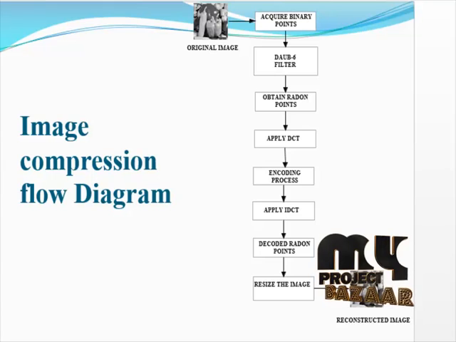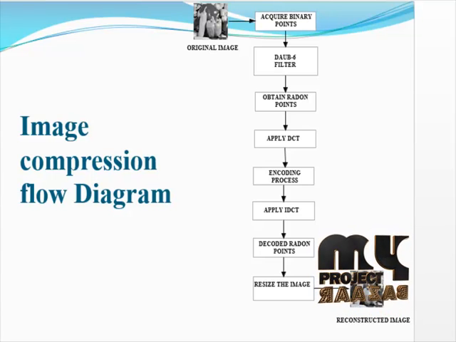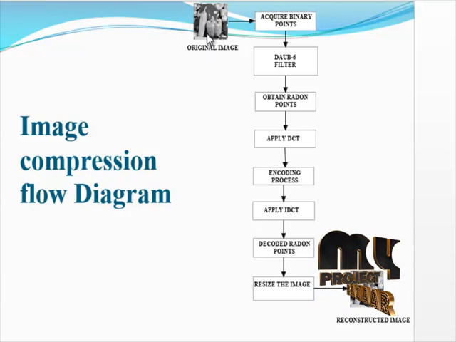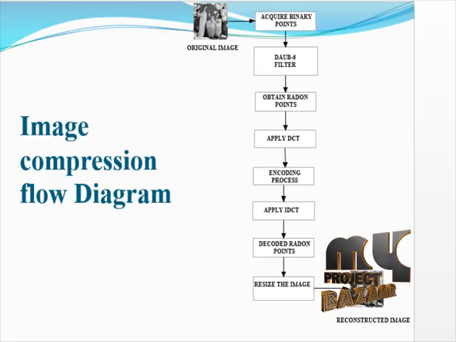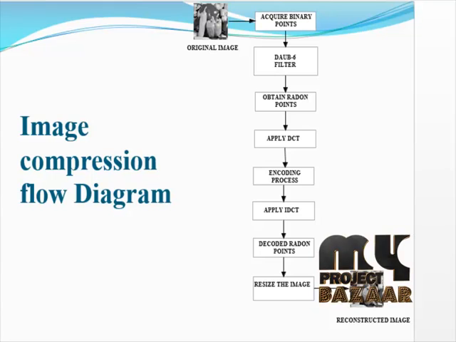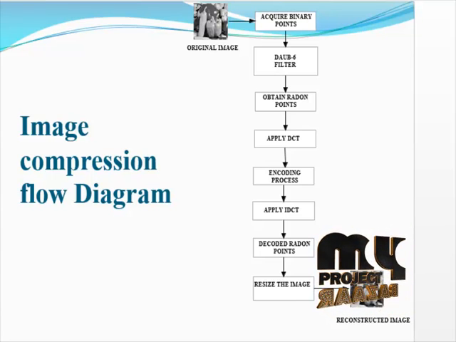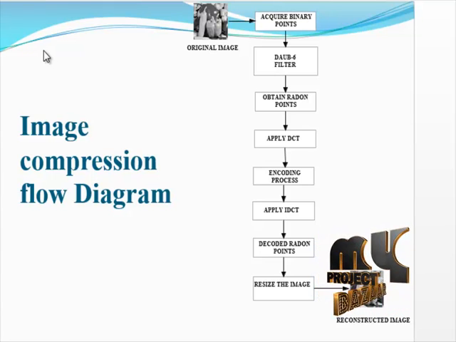Now we are going to see the project flow diagram. This is the image compression flow diagram. We get the original image from any database, and then we convert it to an image file and give it to MATLAB, and then Xilinx also reads the image values. So we convert it to text values. The text values are then converted to binary points.